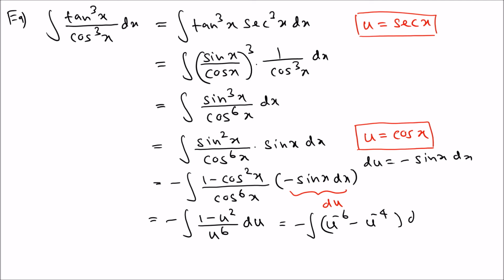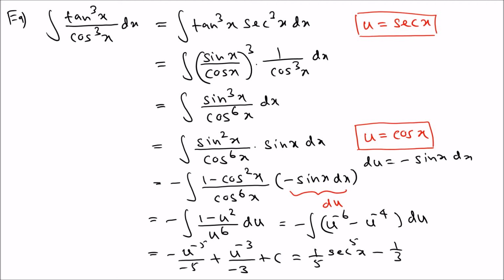Now you can see, with du, this is very easy to integrate. If you integrate, you get negative u to the negative 5 over negative 5, and plus, because the negative negative becomes plus, u to the negative 3 over negative 3 plus c. And then if you substitute u equal cosine, you can see this is a negative power, so you can bring it up again. That means you're going to get 1/5 secant 5x minus 1/3 secant 3x plus c.